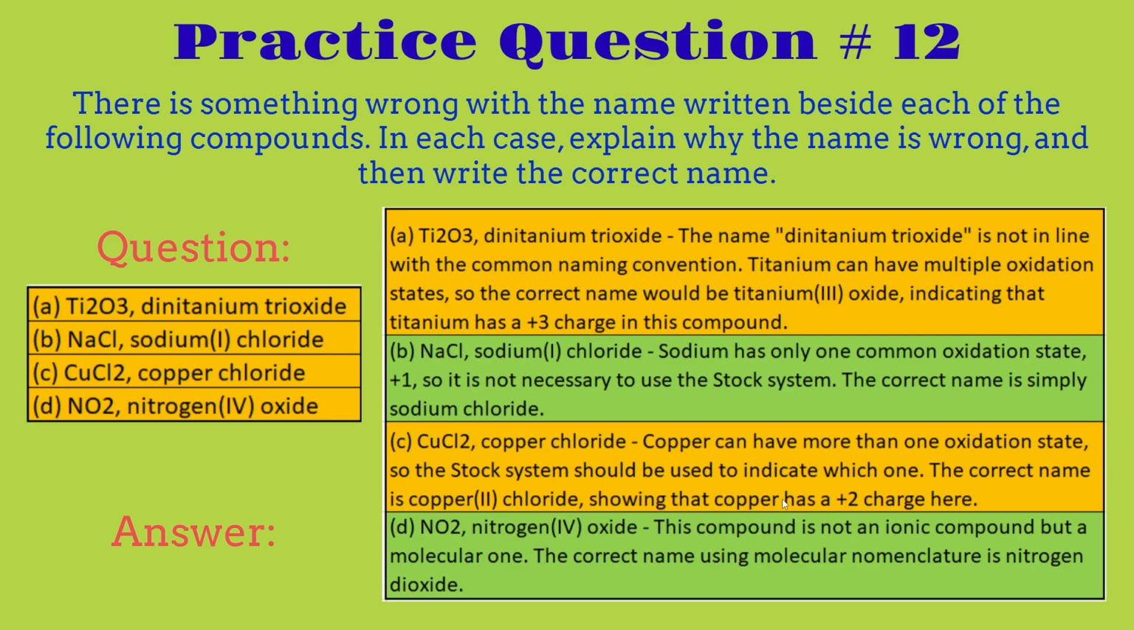For example, for the next one we have B, which is NaCl, and here they're saying it's sodium 1 chloride. The reason this is wrong is because sodium only has one oxidation state, which means it only has one cation. Since it has only one cation, we don't need to use the stock system. We only use the stock system if it has more than one. Since sodium has only one common oxidation state, which is +1, it's not necessary to use the stock system. So the correct name is just sodium chloride.